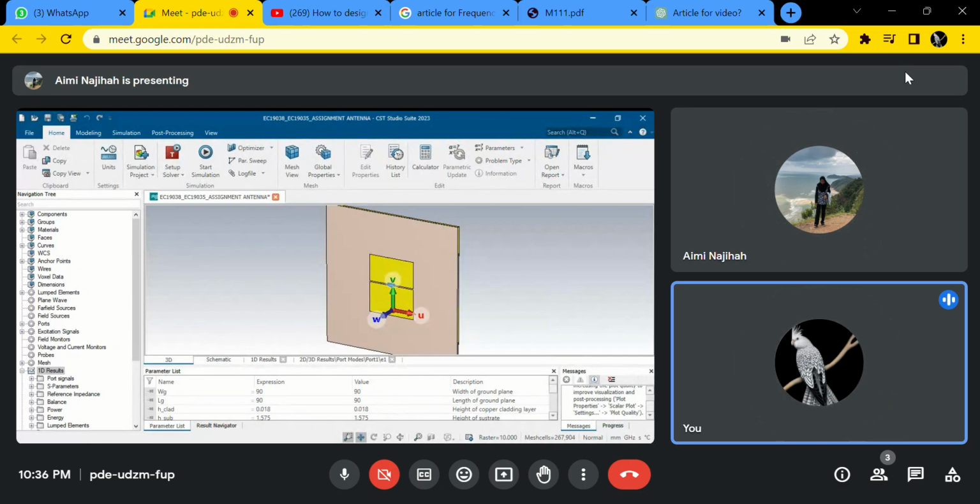Kamaruzaman. So today we would like to present about the design of frequency reconfigurable antenna using Varactor diode.